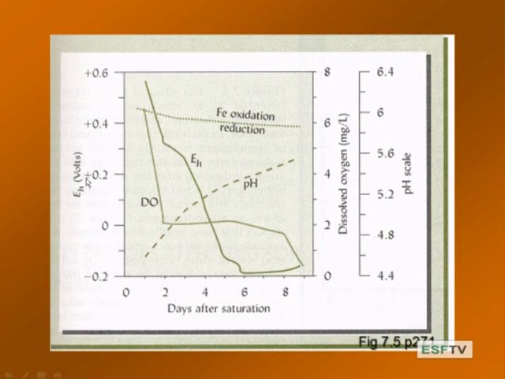Well, here's a shot that shows how EH, or the tendency of a system to oxidize or reduce, changes after saturation. So you saturate a soil. Okay? And a variety of things. So this is 0.2 plus 0.4 plus 0.6, going down to negative numbers. There's EH. And these are typical numbers. Okay? These are volts. And days after saturation. And on this axis, we're looking at dissolved oxygen, milligrams per liter. And we're also looking at pH. So we've got a lot of things going on here.